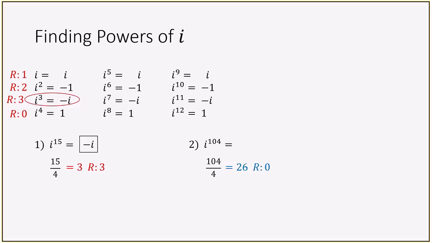So my remainder is 0, I look at that table that I've developed on the left side of the screen, and I see, oh, a remainder of 0 means that I'm going to have the same answer as though it was i to the fourth. Well, i to the fourth is equal to 1, so i to the 104 is equal to 1. And this process will work for i to any power. It might be a little bit more difficult, especially if you're using long division for really large numbers, but certainly doable. That's the end of this section.